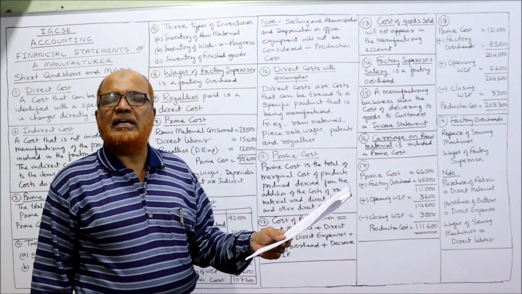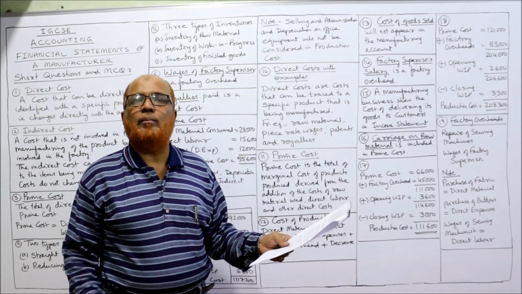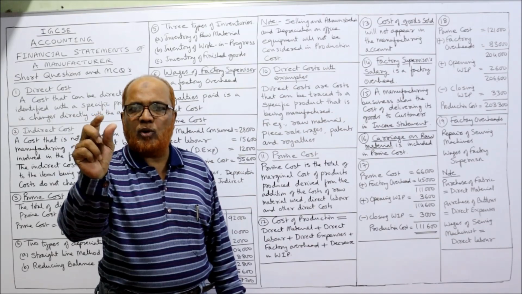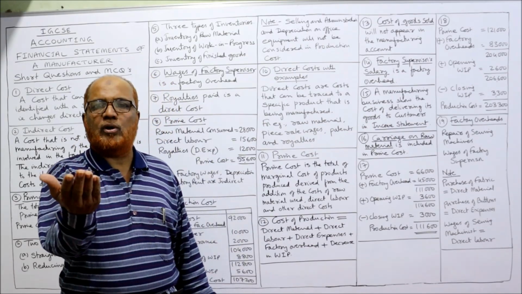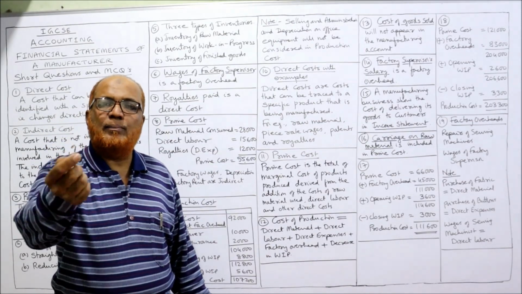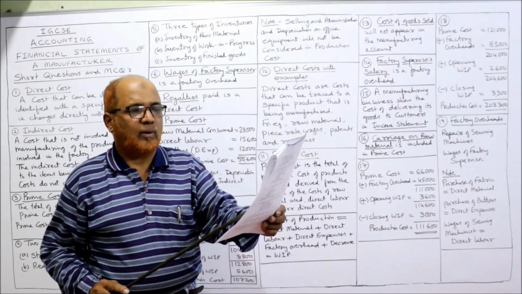You have to identify which is factory overhead. Carriage inward on material will be added to material purchase. Write it down there itself. Always keep a notebook when you listen to the lecture. When you watch this video, always keep a notebook. Write it down. Carriage on material purchase will be added to material purchase. That will not come under factory overhead.